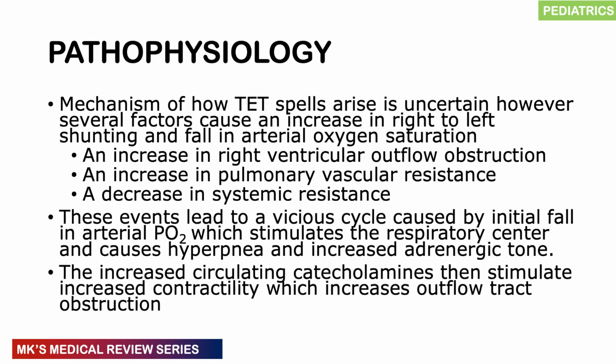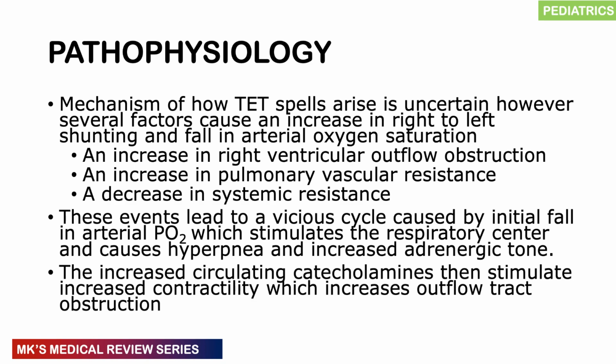How exactly this mechanism happens is not so clear, but there are several factors that have been implicated that cause an increase in the right to left shunting of blood, and therefore a fall in the oxygen saturation. If you get an increase in the right ventricular outflow obstruction, remember that the pressures across the VSD are essentially the same, but now you have a very severe obstruction on the right side, so it will facilitate more blood being shunted from the right side to the left side.